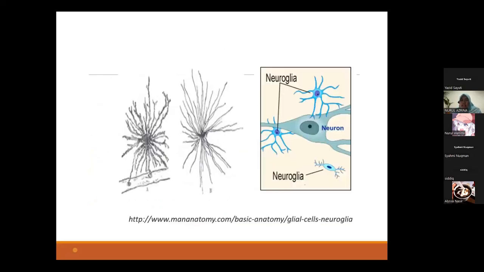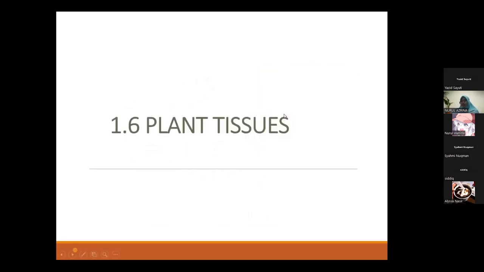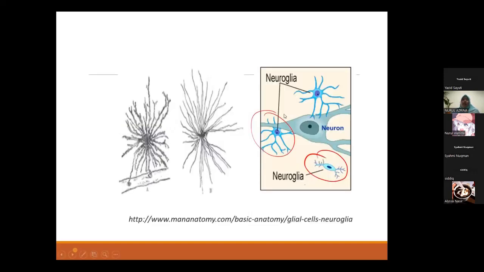All right, so you can see here, this is neuroglia. Some have this kind of structure, some with this kind of structure, where they have those functions: supporting, nourishing, processing memory, and producing myelin sheath. Okay, so finish with nerve tissue. Any question with the nerve tissue?